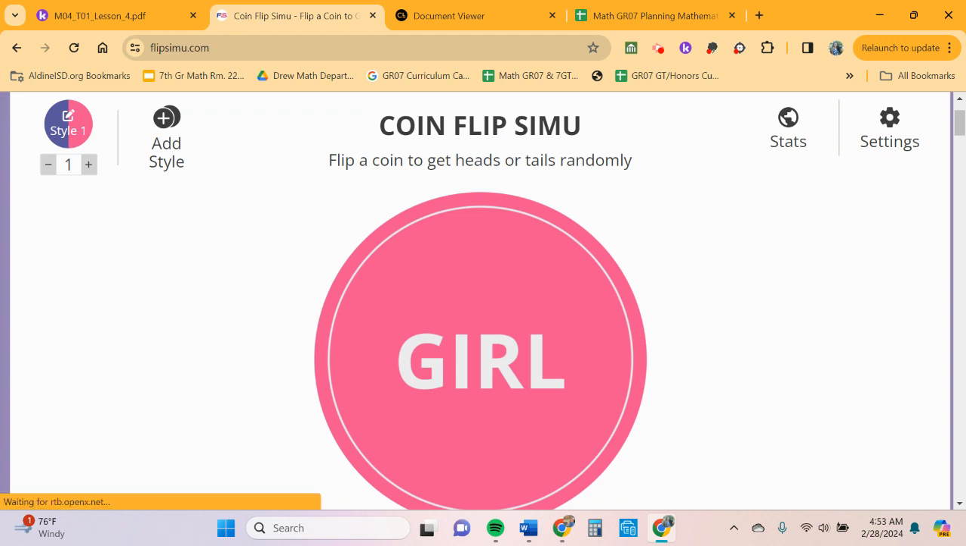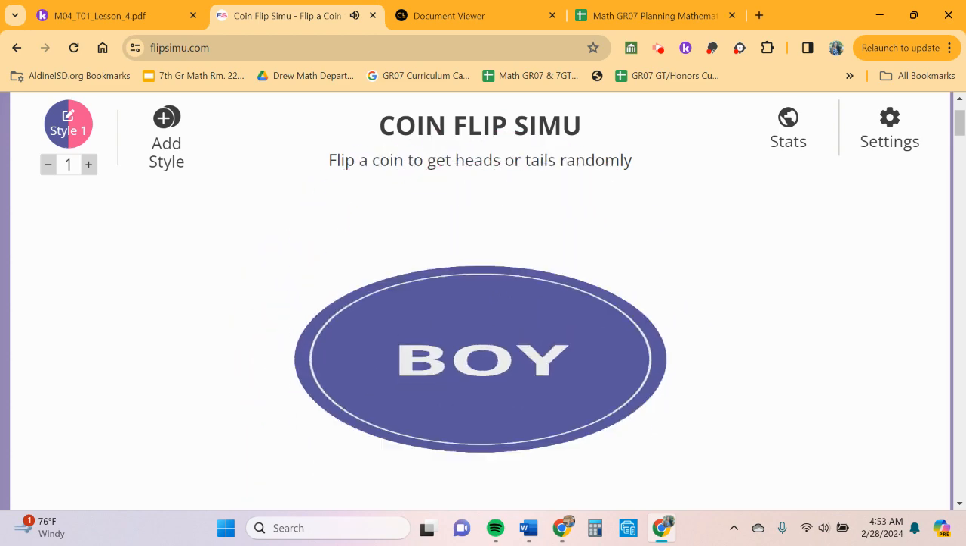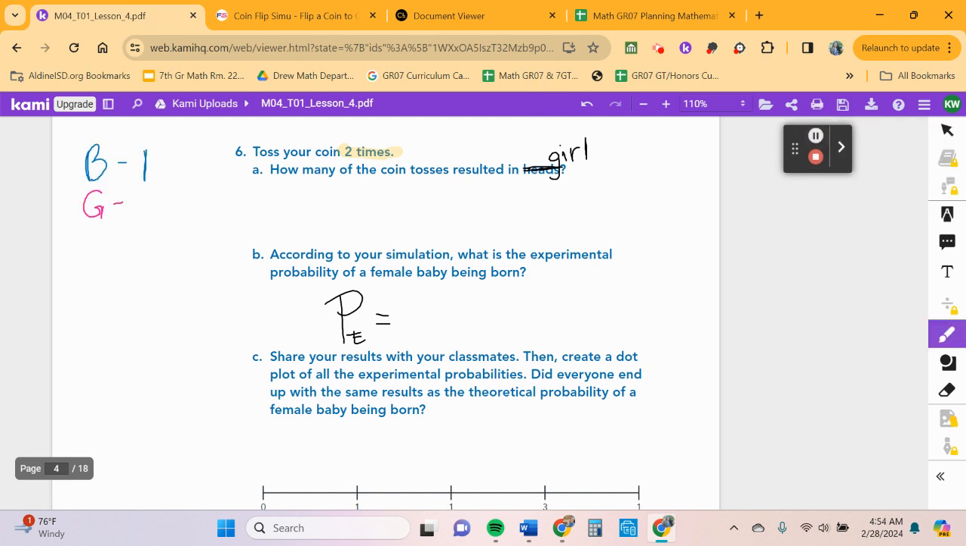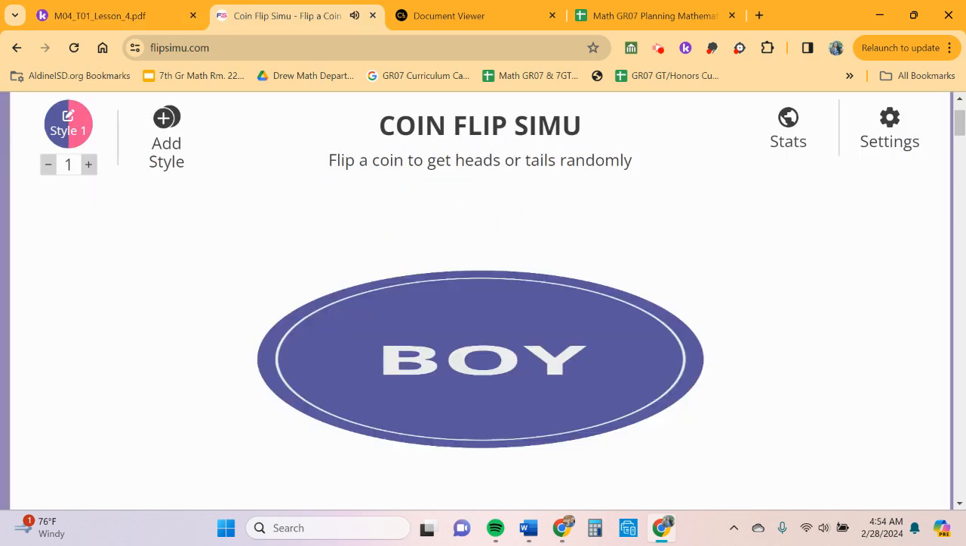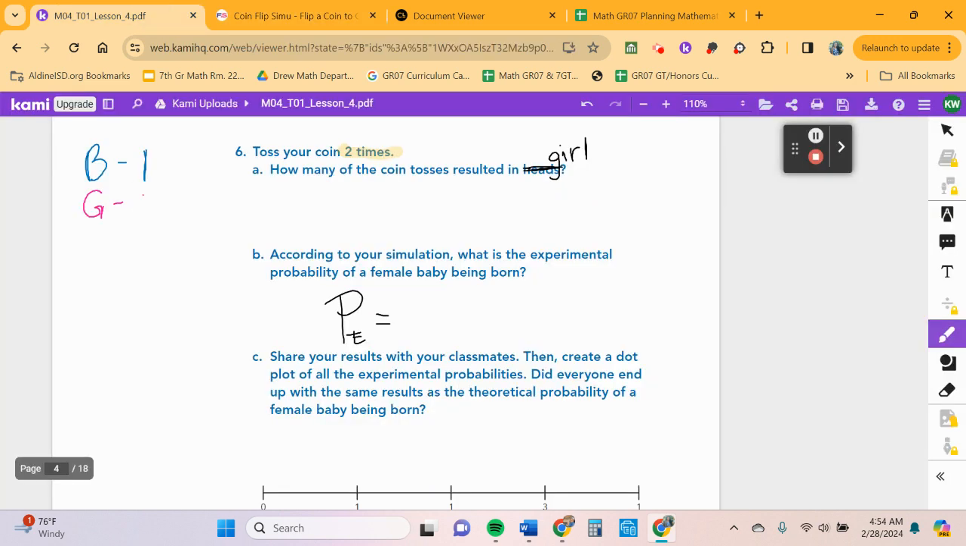So here is our coin. Let's go ahead and flip. All right, we've got boy. And I'm going to note that with the tally mark off to the side so that I can keep track. And then our second flip is girl. So in pink, I'm going to notate girl. Now I can answer these questions. How many of the tosses resulted in a girl result? Well, 1 out of 2 resulted in girl.